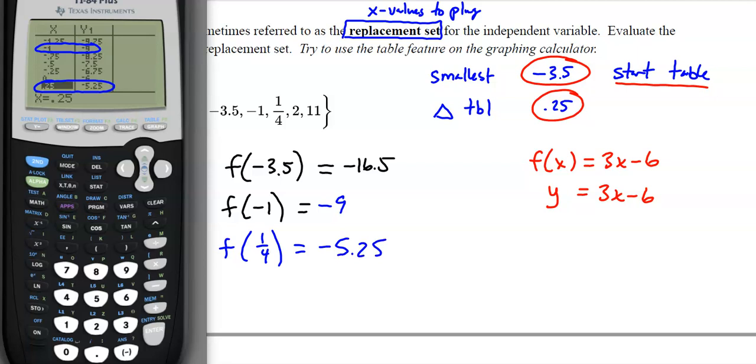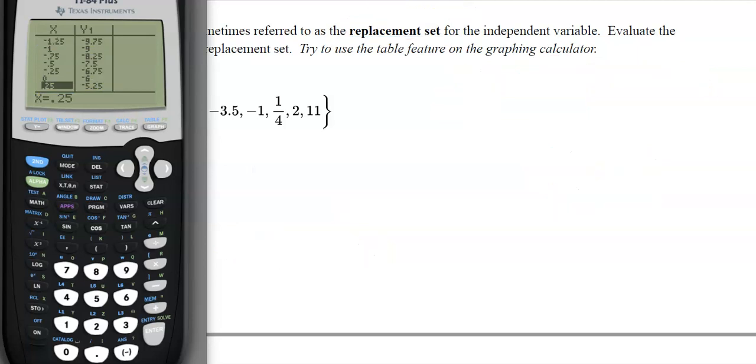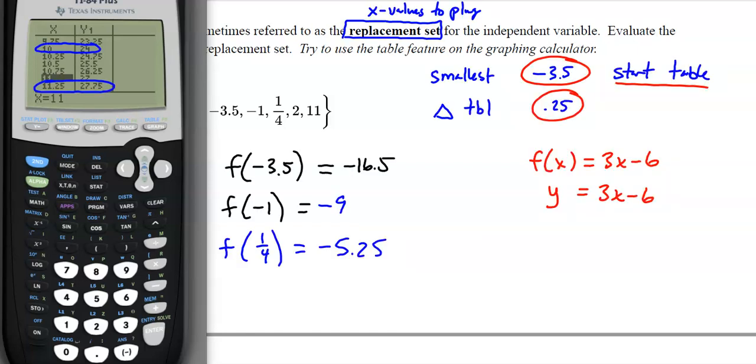And then lastly, we have to go all the way to 2 and 11. I could do a lot of scrolling, or I could go back and change my table set. I think I'm just going to do a lot of scrolling. So let's knock out 2 and 11. There's 2. So 2 is 0. I'm just going to remember that. And then we need 11. And 11 is 27. So f of 2 was 0, and the function evaluated at 11 is 27.